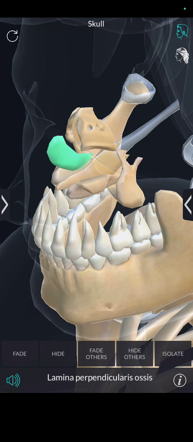The vertical part, the perpendicular plate of the palatine bone, is thin, of an oblong form, and presents two surfaces and four borders.